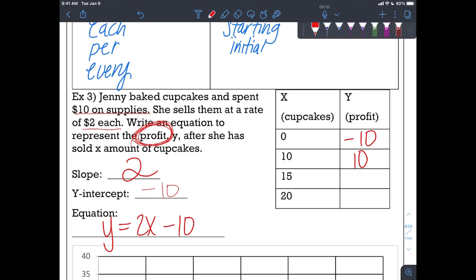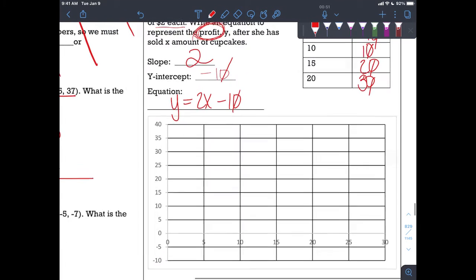For 10, it'd be $10 of profit. For 15, it'd be $20 of profit. And for 20 cupcakes that I would sell, it would be $30 in profit. Pretty simple. But let's go ahead and graph that as well.